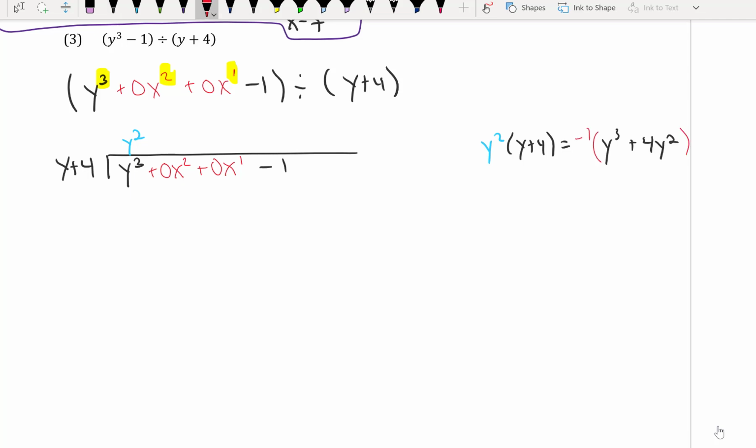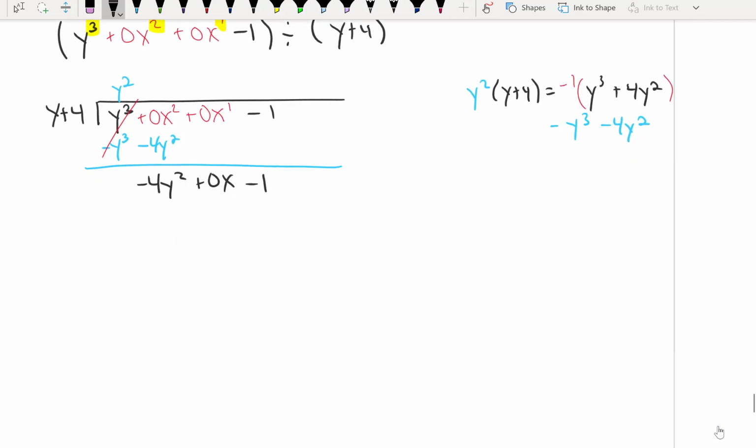And I'm multiplying everything by a negative to represent my subtraction. So that'd be a negative y to the 3 minus a 4y squared. So when I add those together, my y to the 3's cancel, perfect. And I end up with a negative 4y squared plus my 0y minus 1. So I'm repeating the same pattern.